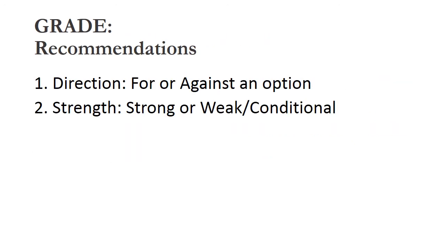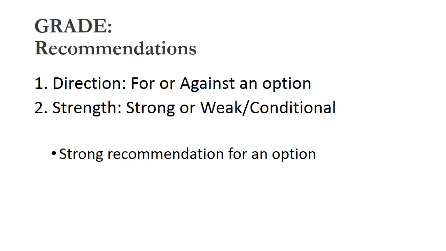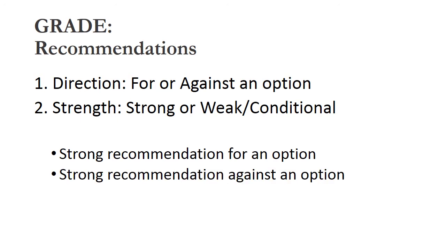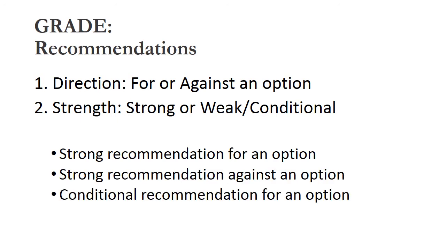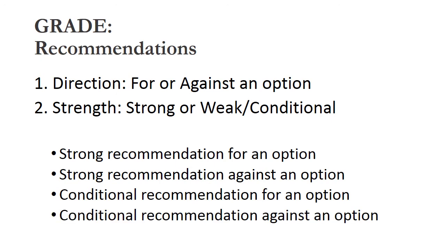GRADE recommendations are written and developed using two classifications, the direction and the strength. Direction is about whether the recommendation is for or against an option, so to do it or not do it, and the strength is either strong or weak, often termed conditional. In this way, recommendations can be either a strong recommendation for an option, a strong recommendation against an option, a conditional recommendation for an option, or a conditional recommendation against an option.